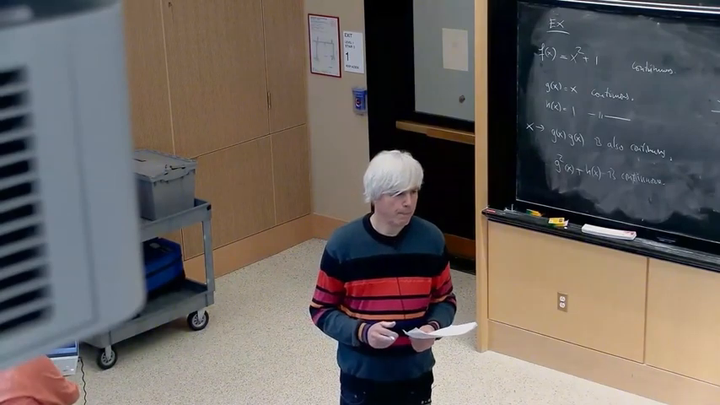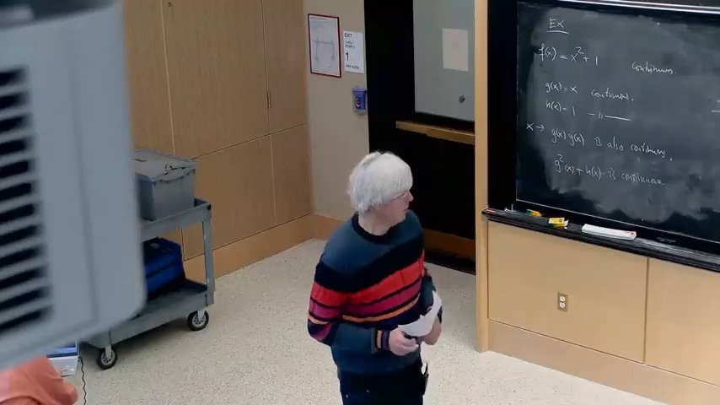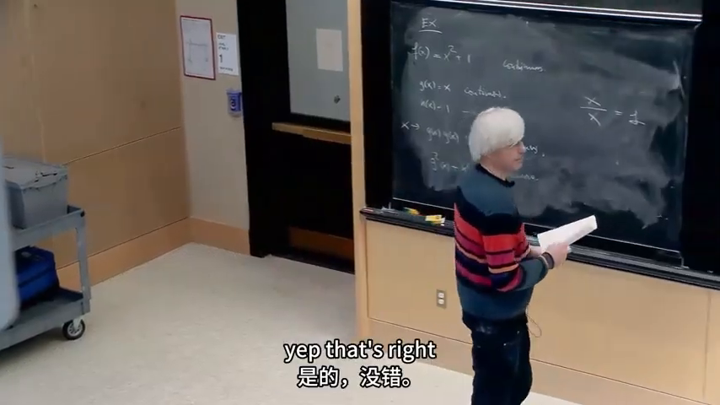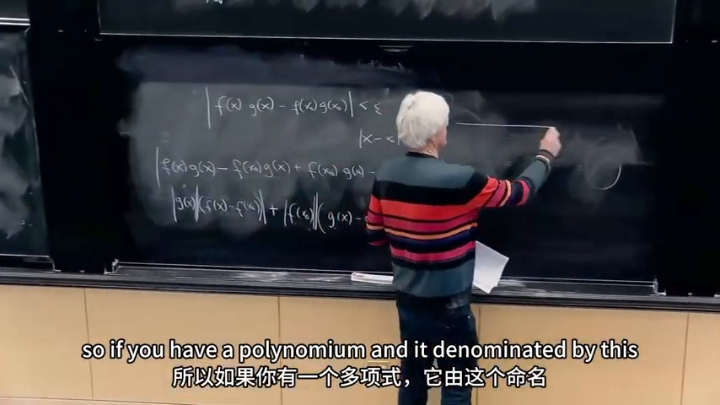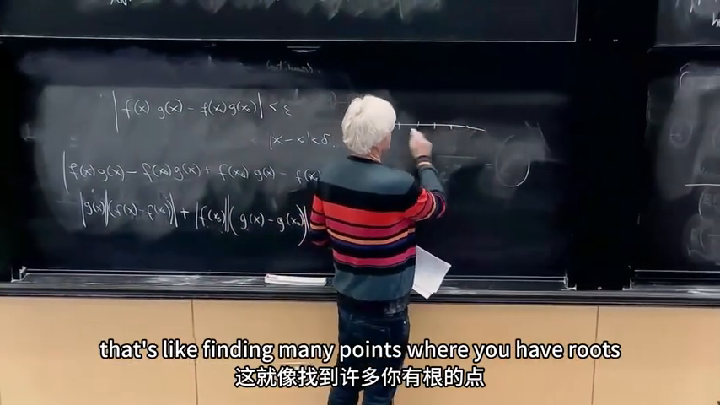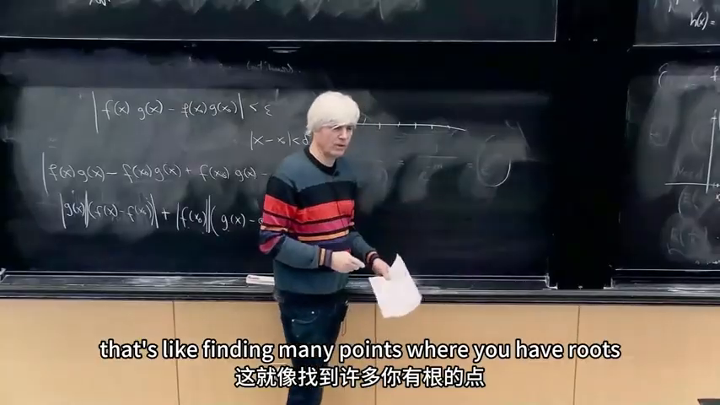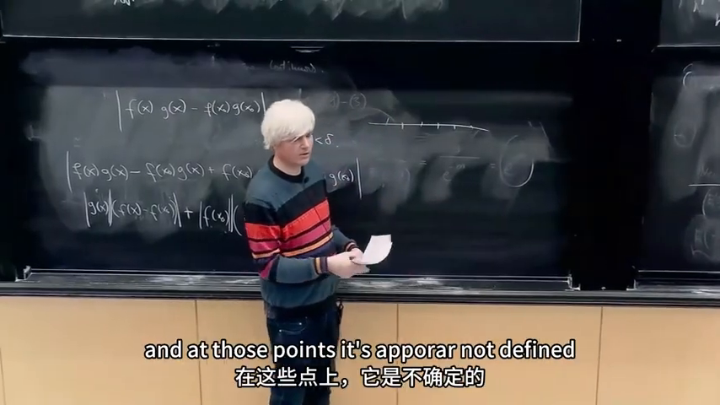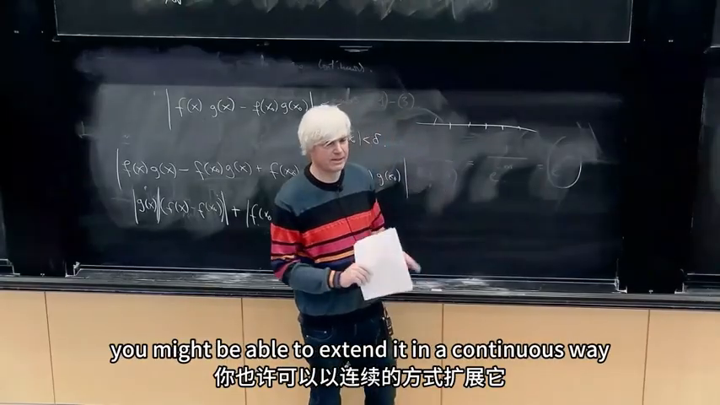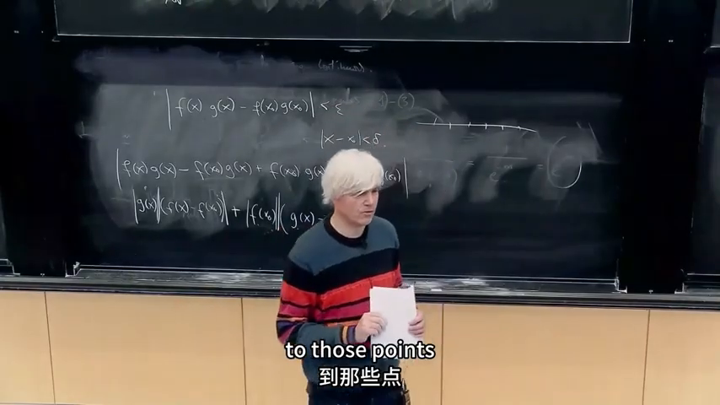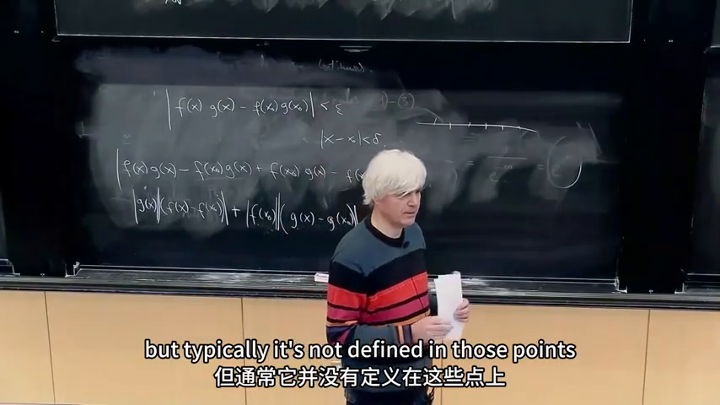If there's one point it's not defined at, you just say it's continuous anywhere else. Yeah, that's right. So if you have a polynomial in a denominator, there are finitely many points where you have roots, and at those points it's a priori not defined. You might be able to extend it in a continuous way to those points, but typically it's not defined in those points.